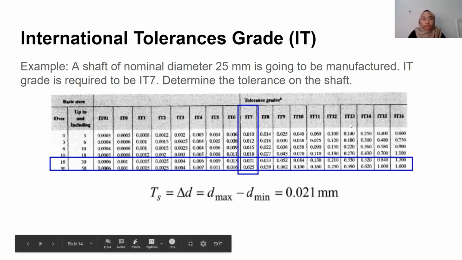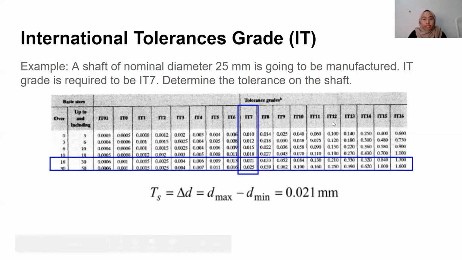So the question asks about the tolerance, and the IT required is IT7. So we take a look at the tolerance column at IT7, and the diameter is 25 mm. Therefore, we take the basic sizes row of over 18 up to 50 for the diameter of 25 mm. Then we see the intersection between the row of the basic sizes and the column of the tolerance, and we get 0.021 millimeter. So that is the tolerance, and tolerance is the maximum size limit minus the minimum size limit of a certain part.